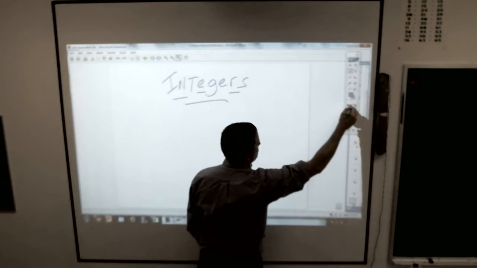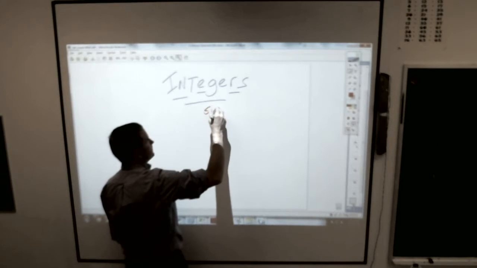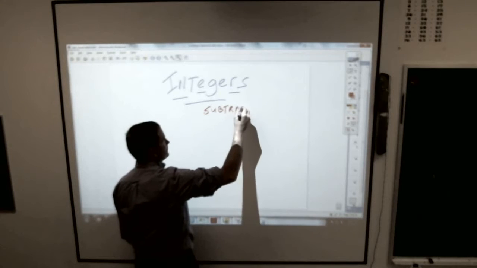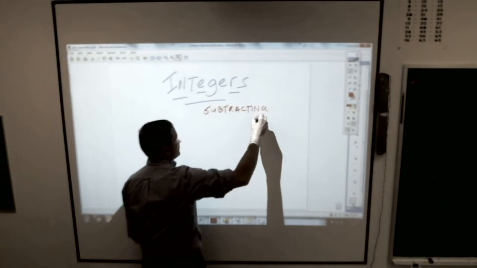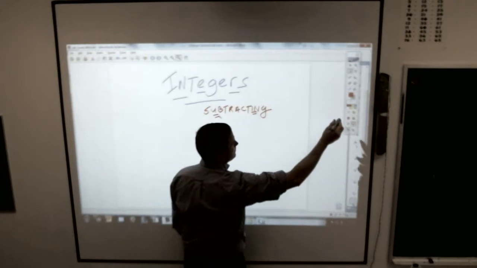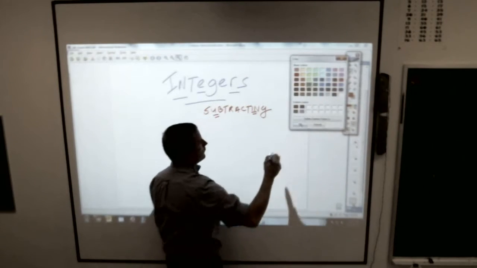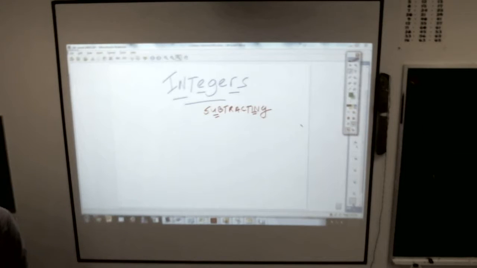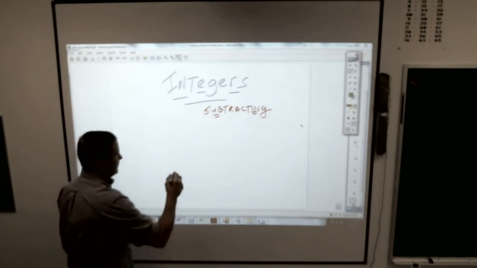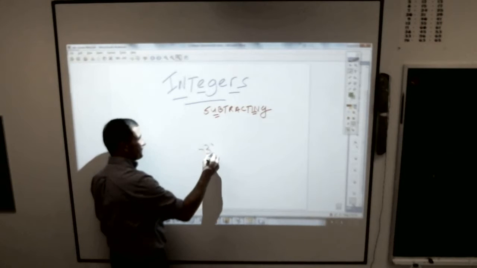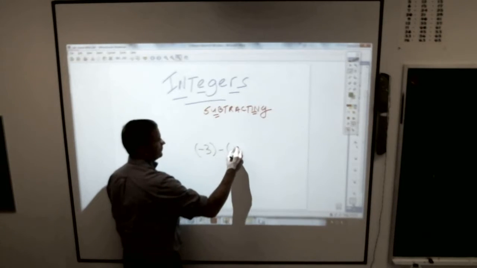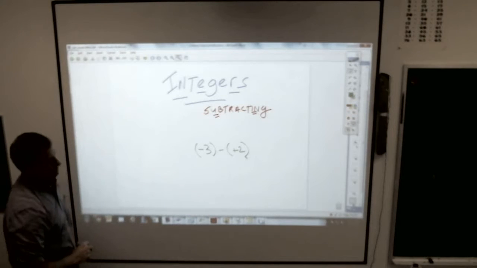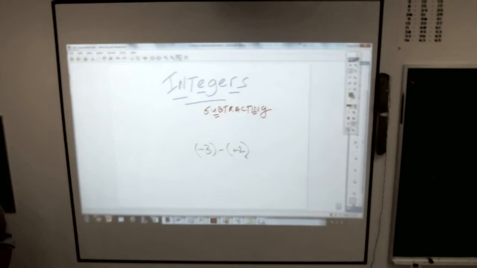On to the ever complex world of subtracting now. For example, we did adding not very long ago. Today it is about subtracting. How about this? A negative 3 minus a positive 2. Oh, all of those positive and negative signs. Whatever shall we do? Here is what you do.